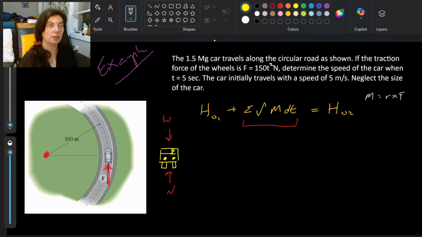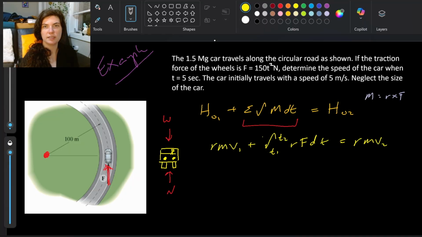So with that in mind, we can go ahead and move on and break down our angular momentum here. We've got r times m times v, right? So that distance away from our origin times mass times velocity 1, plus there's only one force contributing at all to our moment. So we're going to have the integral from t1 to t2, r times F dt, equals our final angular momentum, r m v2.